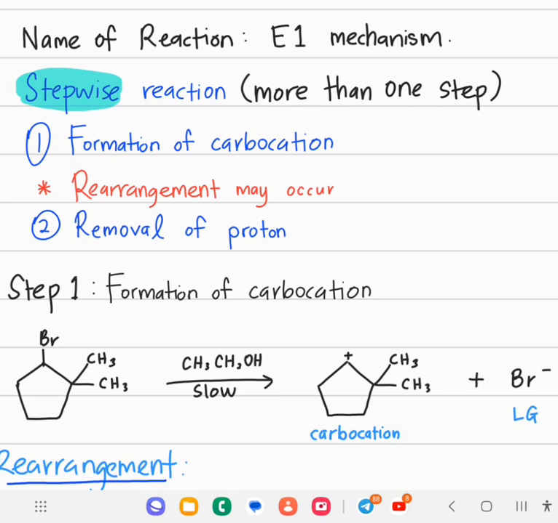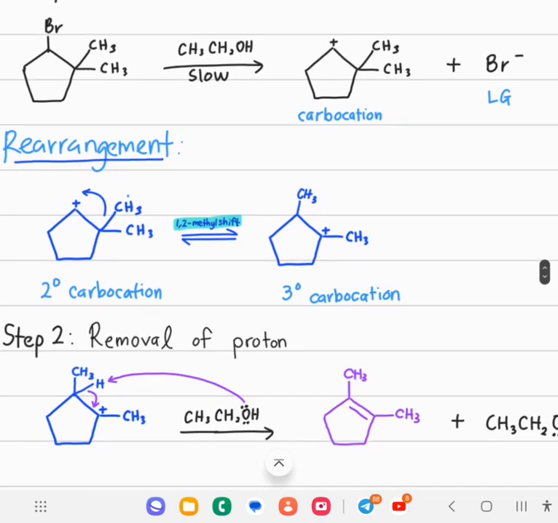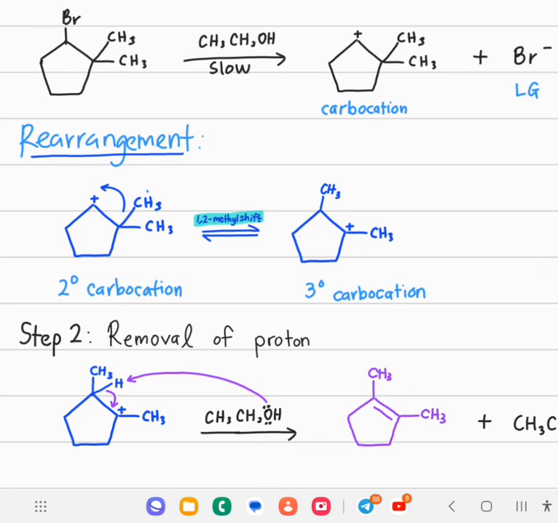Okay, so we can now start doing our mechanism. So in step one, the formation of carbocation. In this step, the bromine, our halide ion, will leave as the leaving group. Why does it leave as the leaving group? Because the bond here is breaking, and all the electrons are gained by our halide ion, which is bromine in this case, and it takes this bond as a lone pair. Okay, so because of that, the charge is negative here.